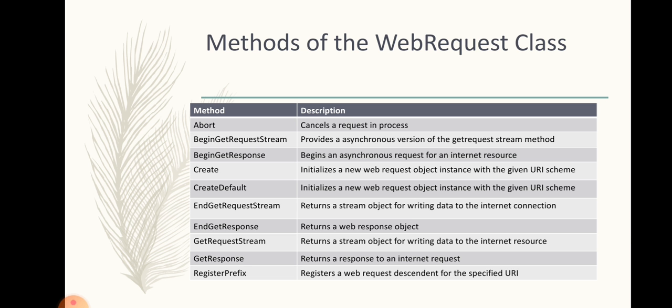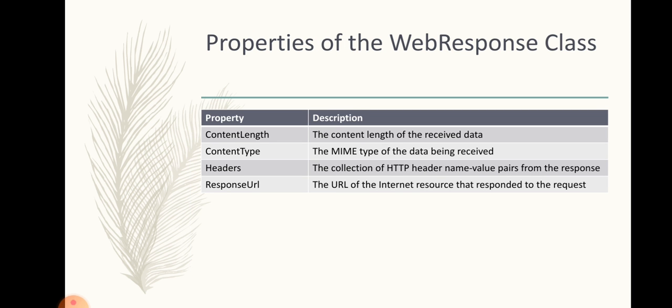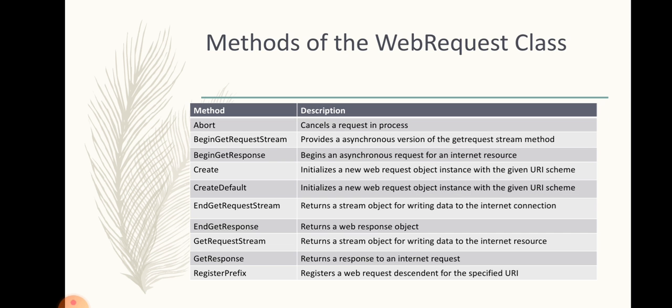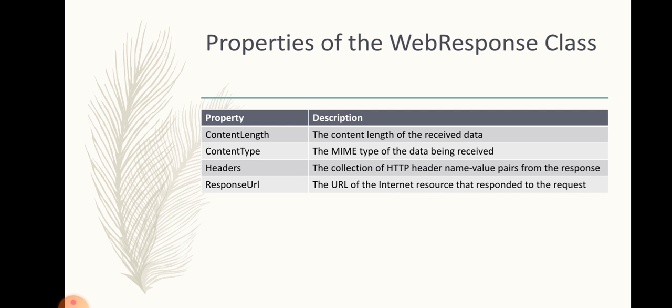Get request stream returns a stream object for writing data to the internet resource. Get response returns a response to an internet request. Register prefix registers a web request descendant for the specified URL. First we discussed the properties and methods of the web request class. Now we will discuss the properties of the web response class.